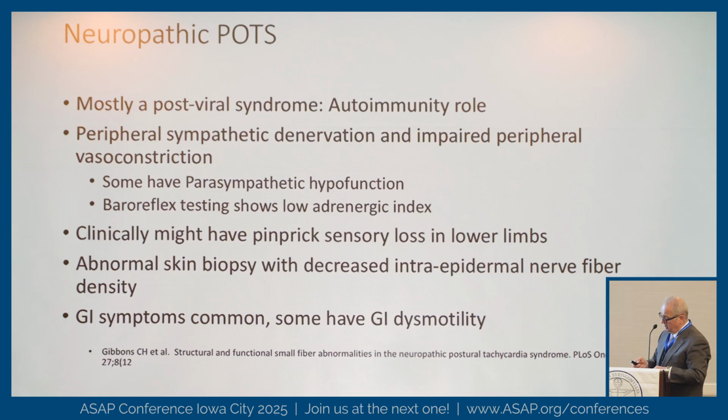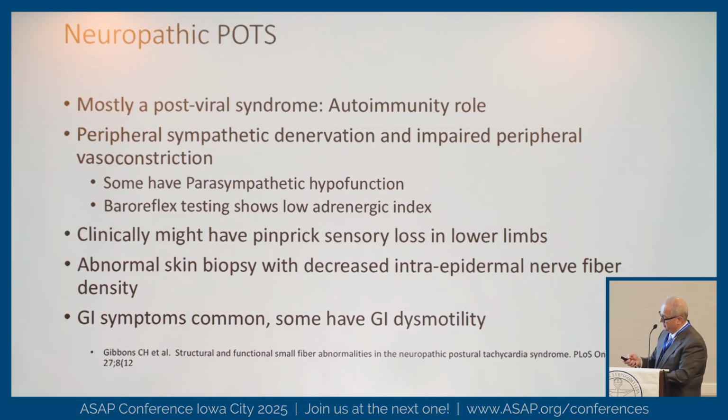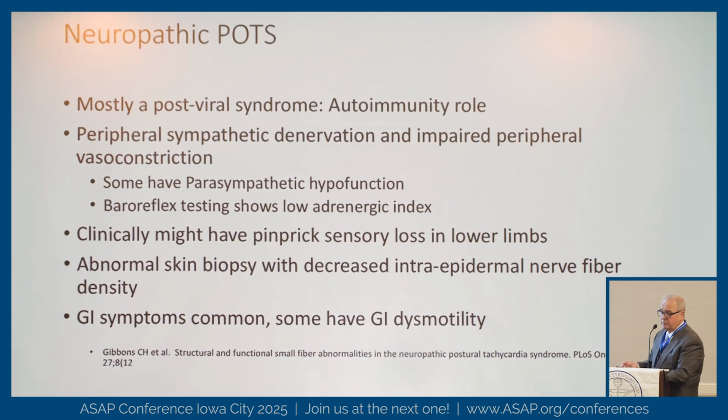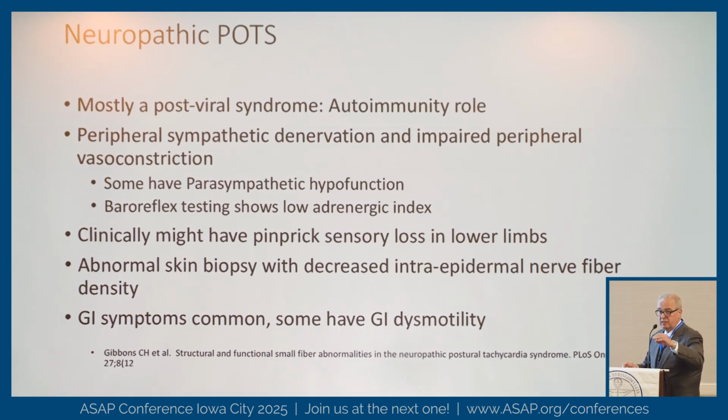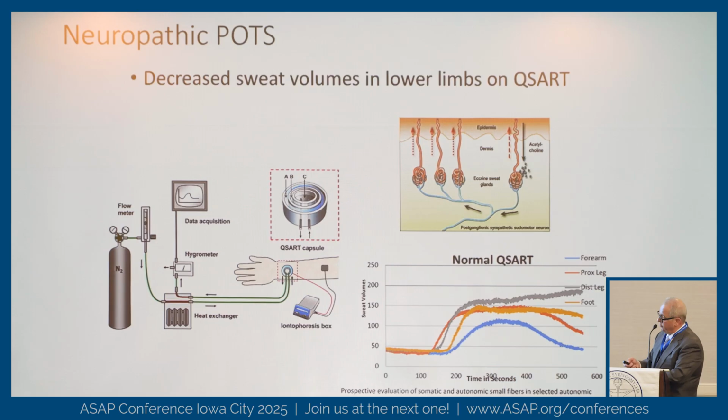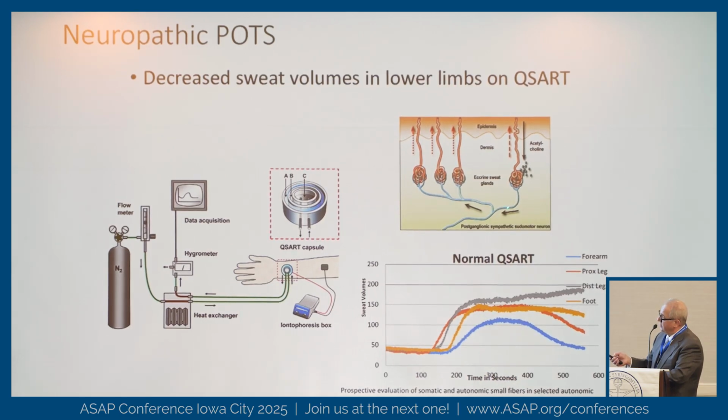And when we examine them clinically, they usually have a small fiber neuropathy, with or without large fiber neuropathy. And when we do their skin biopsy, you can quantitate the nerve fibers in the skin, and it's diminished. And that tells you that it's a neuropathic POTS. Other tests we do in the autonomic lab is we put a capsule test on their forearm, thigh, leg, and foot, and we measure their sweat function by trying to stimulate the sweating by passing a little current and iontophoresing acetylcholine.